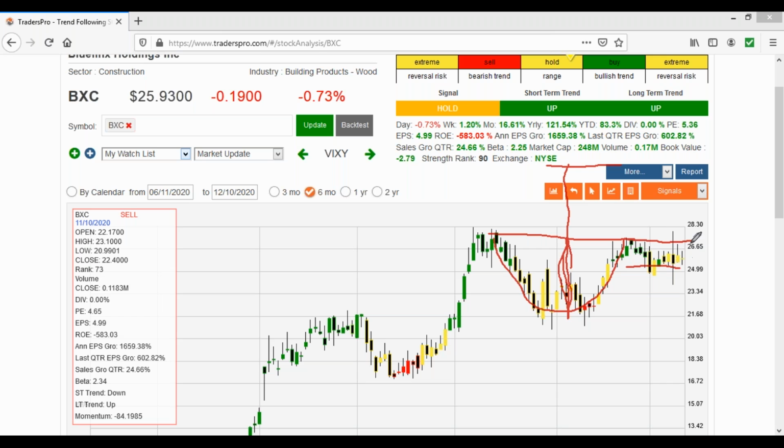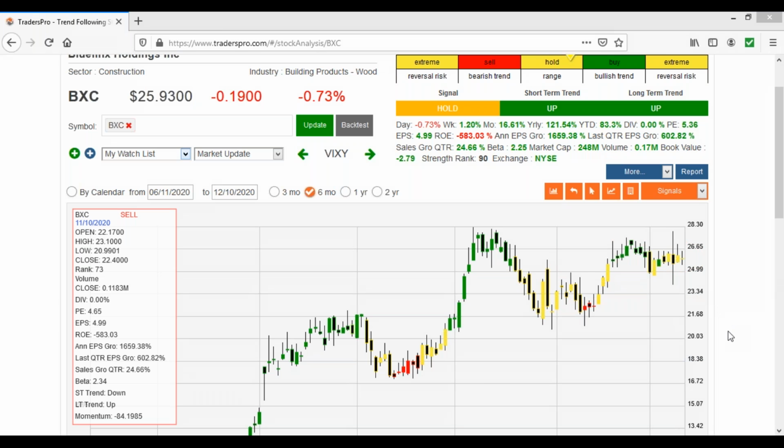And so this could be getting ready to run, especially now that it looks like you're forming it. Whenever you can see a distinct handle on a cup with handle pattern, usually you're pretty close to it breaking out. So the last confirmation could be either you wait for this to go to a buy signal, which should happen here pretty quick.